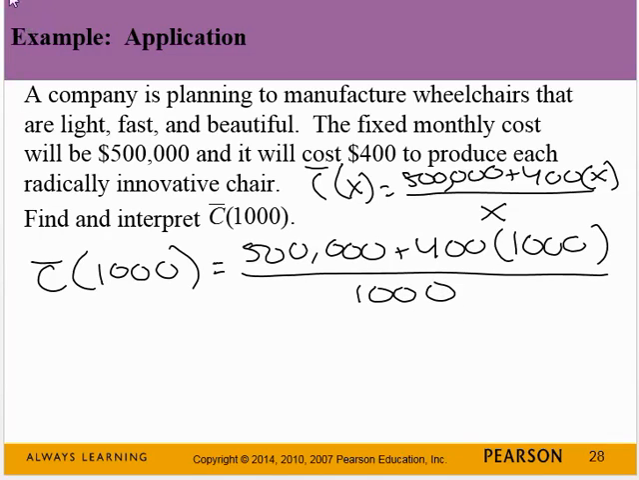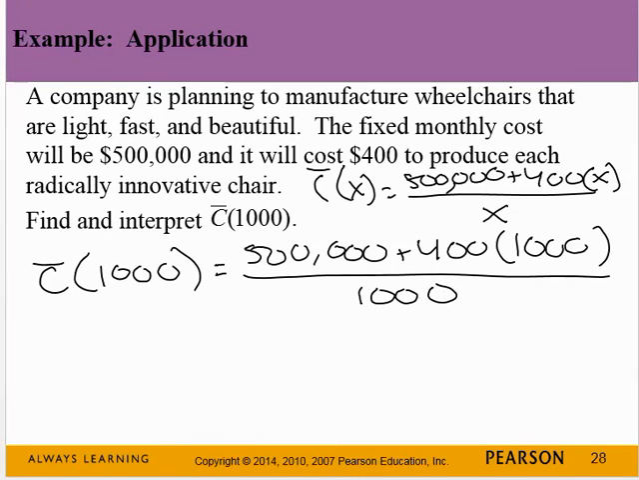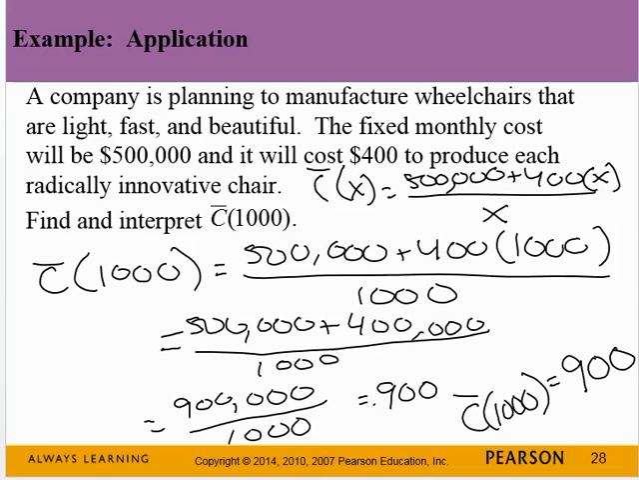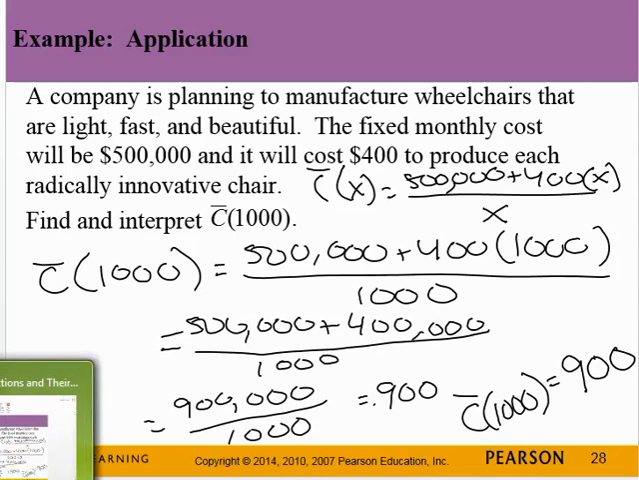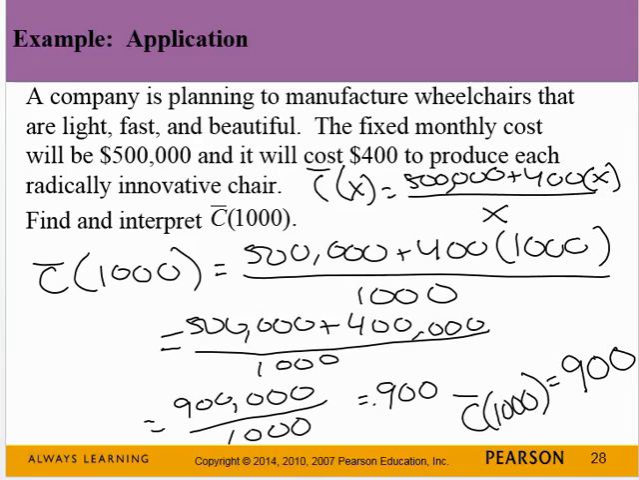Solve this on your own and then come back to the video. So pause it, solve it, and come back. So in the end you should have completed with 900, so that means you have C bar of 1,000 equals 900.